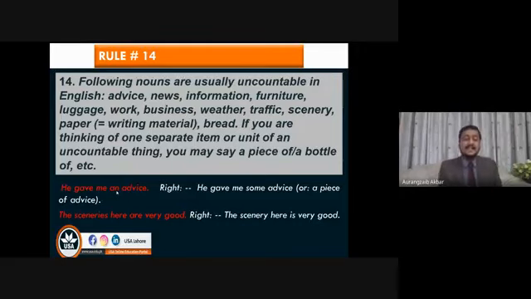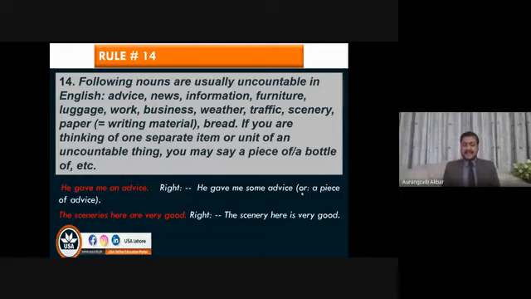So since it is uncountable, it cannot be one, two, three, four, five. That's why we cannot write it that way. The right sentence is: he gave me some advice, or he gave me a piece of advice. Okay, so these are the more acceptable ways.